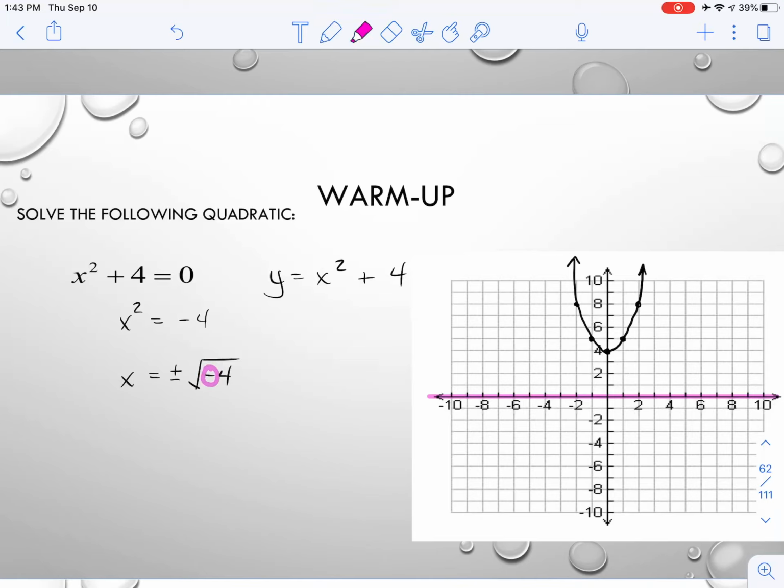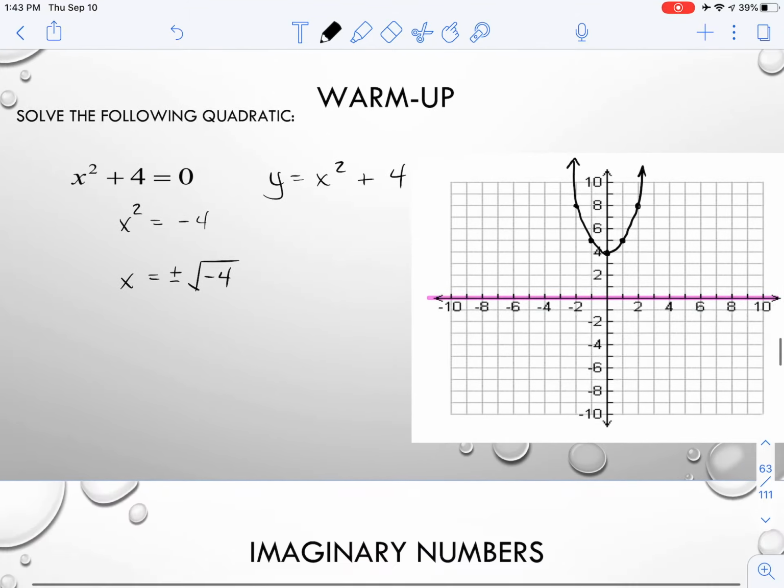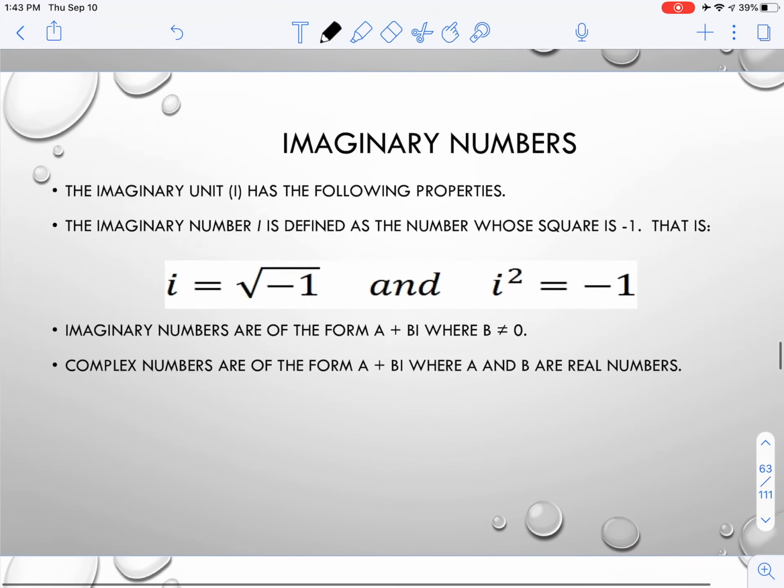This is a problem. Up until now, we've always been taught and told that we're not allowed to take a square root of a negative, because there are no two real numbers that multiply together to give us that negative value. Okay? Or I should say there is no real number that when I square it gives me that value. Okay? So here's where we're going to introduce what are called imaginary numbers.